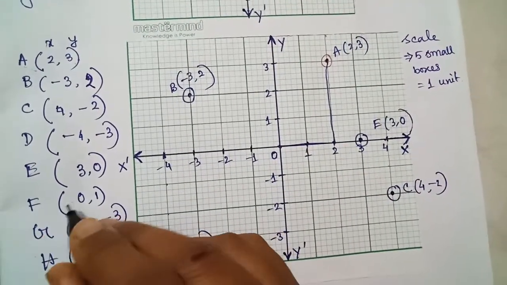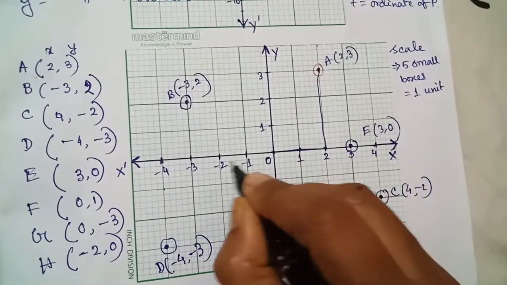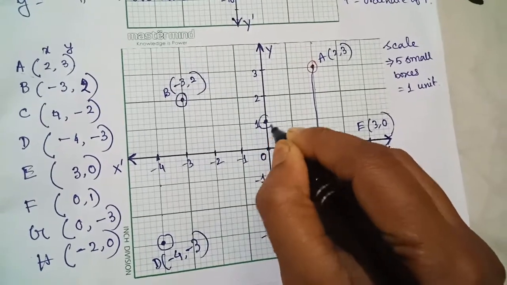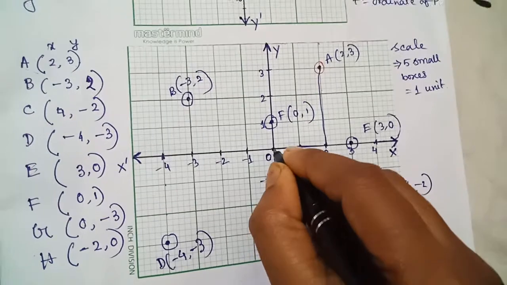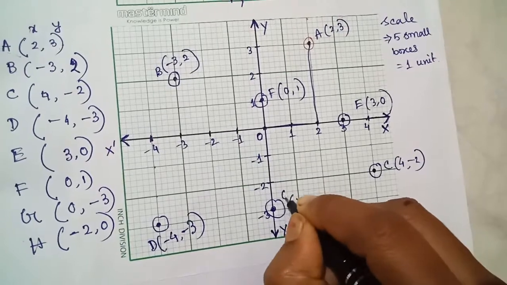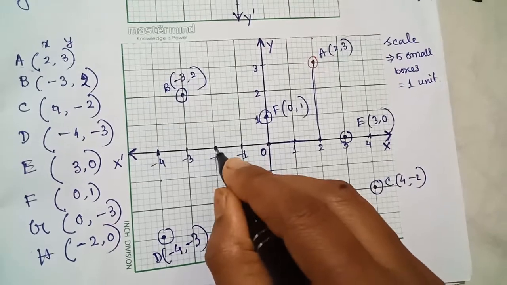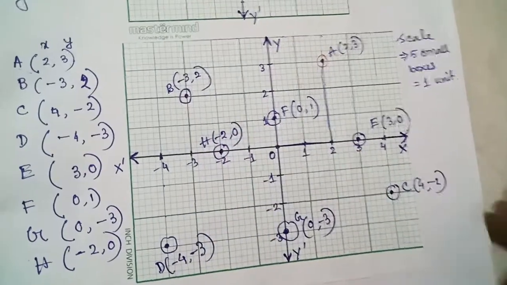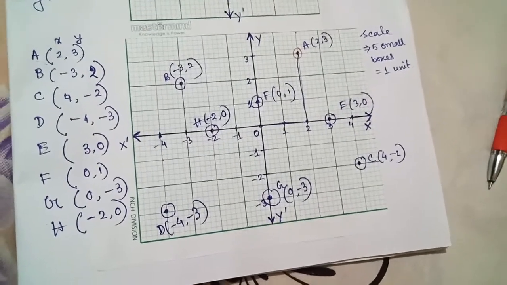Similarly, F starting from 0. That means we are stopping here, because we can't go this side and this side. X is 0. So here. Then y is 1. Plus 1. That means this one. So this is F 0 comma 1. Then 0 comma minus 3. So from 0 then minus 3. 1, 2, 3 minus 3. So this one G 0 comma minus 3. Similarly minus 2 comma 0. This one is H minus 2 comma 0. This is the way of plotting the points and all possibilities I have discussed here.